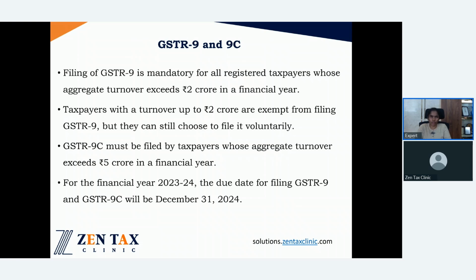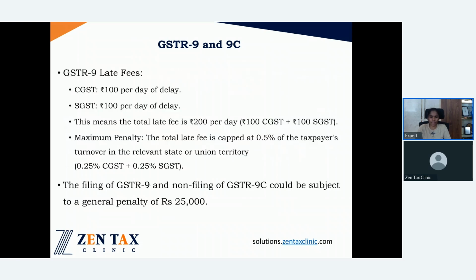Now, if you miss filing it on the due date, what could be the consequences? You will be charged late fees. That is, CGST would be rupees 100 per day of delay, and SGST is rupees 100 per day of delay. This means a total of rupees 200 per day, capped at a maximum of 0.5% of the taxpayer's turnover in the relevant state or union territory. So that would be 0.25% for CGST and 0.25% for SGST.